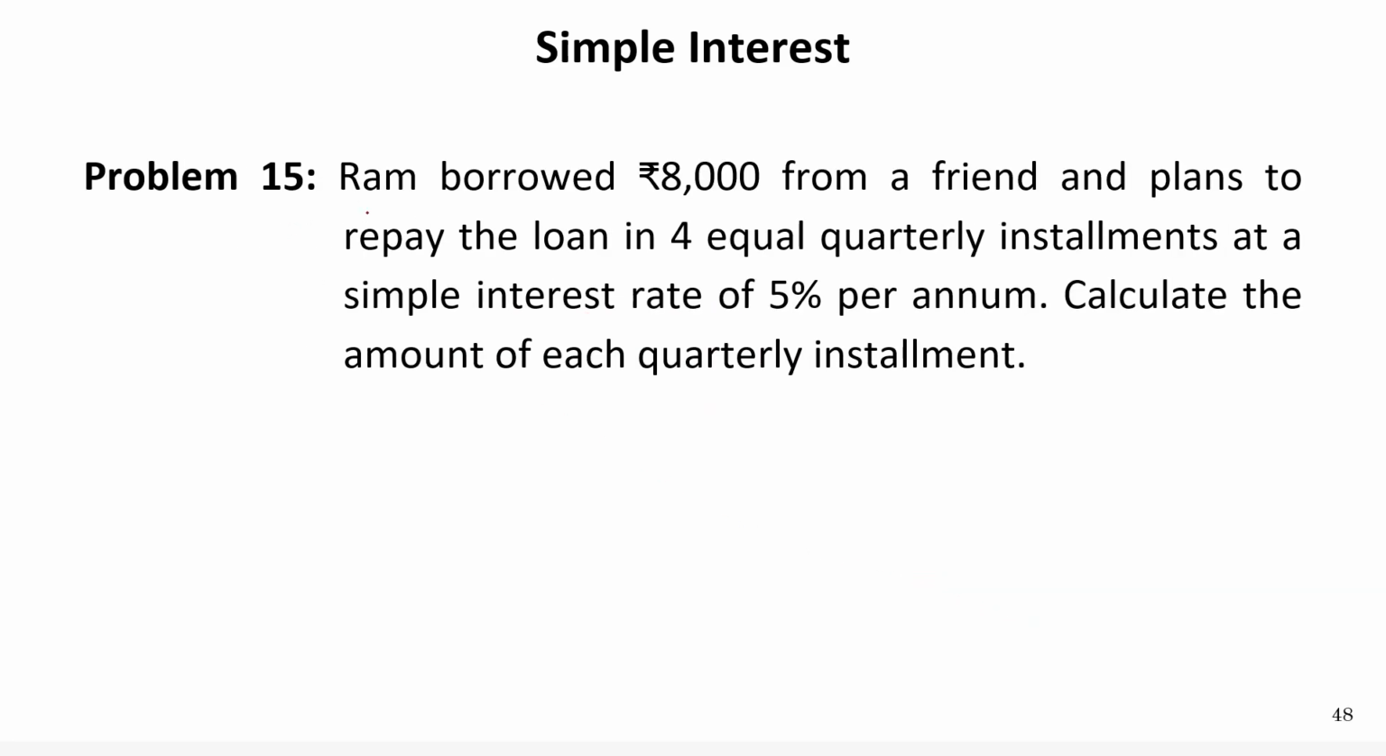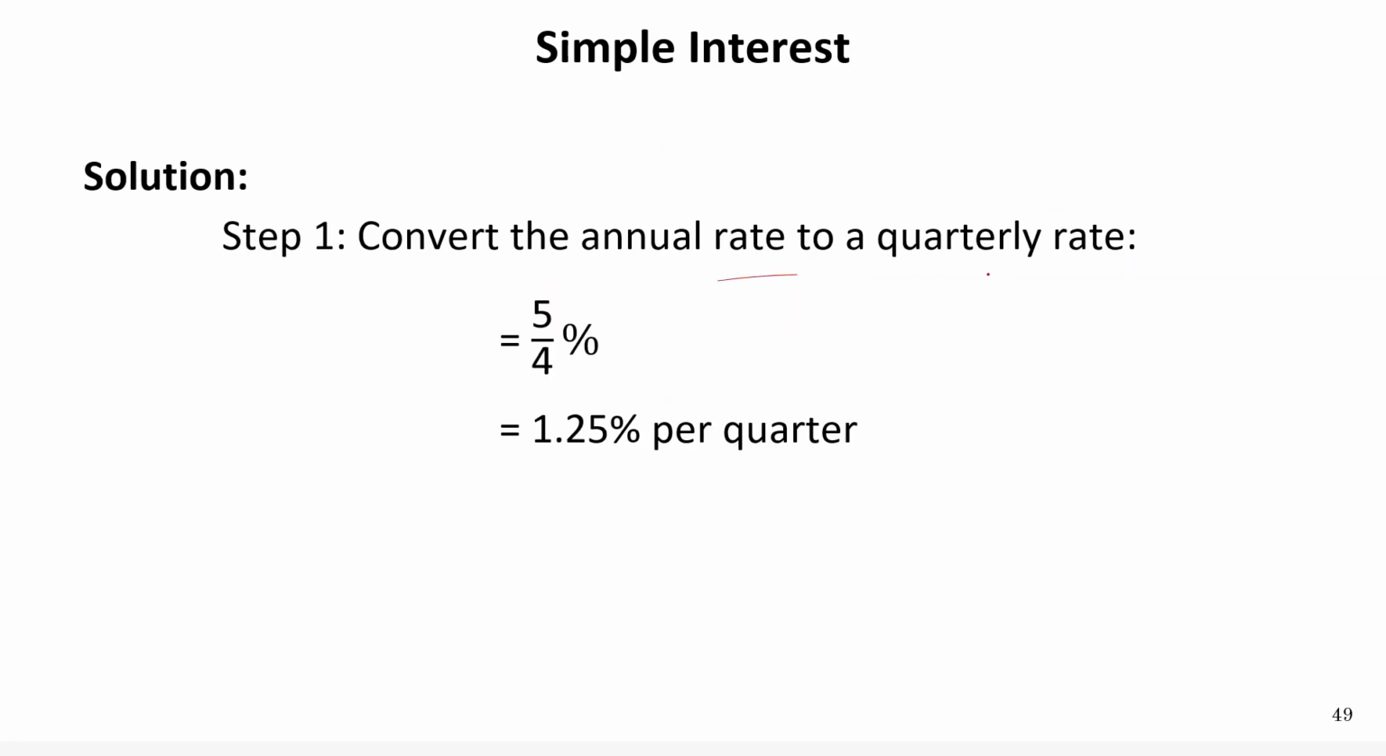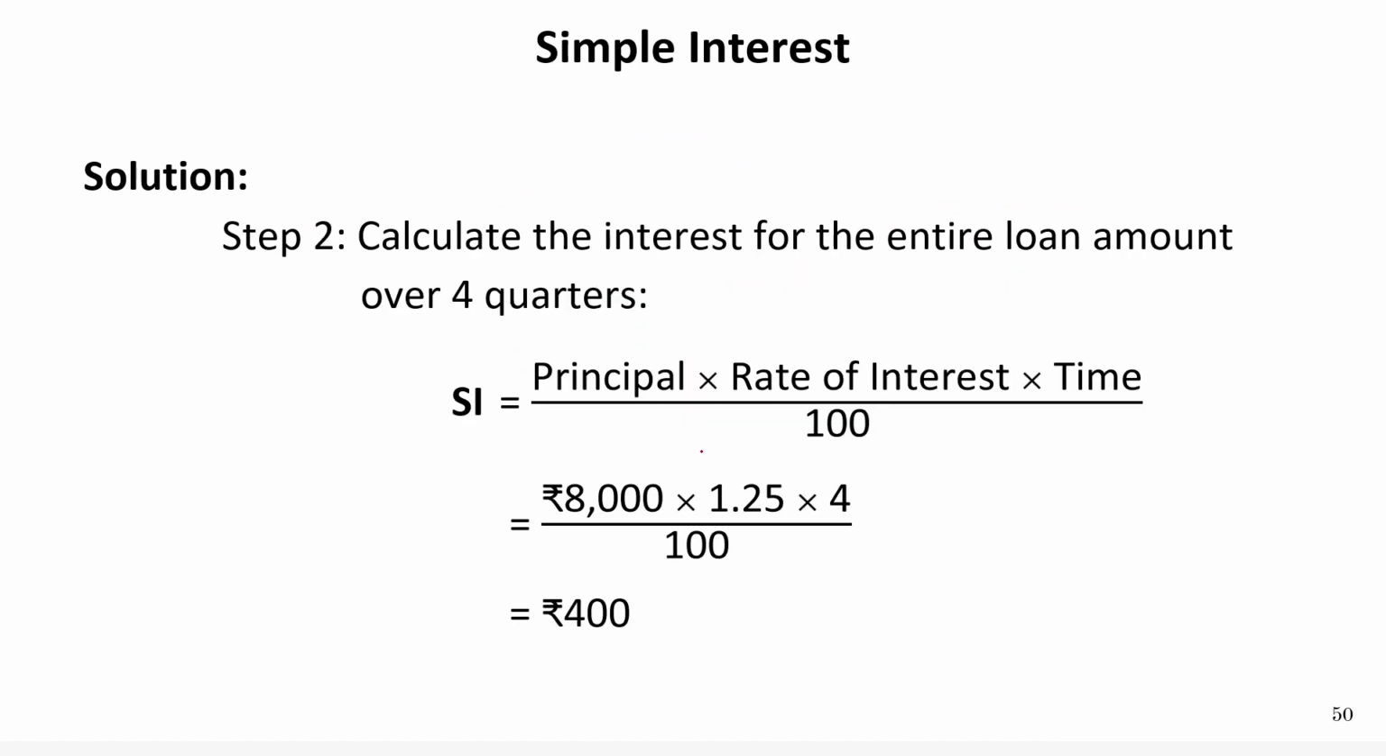Okay. So let's see problem number 15. So Ram borrowed 8,000 from a friend and plans to repay the loan in 4 equal quarterly installments. So here the installment is quarterly. Okay. So just remember this term. So installment at the simple interest rate of 5% per annum. Okay. So calculate the amount of each quarterly installment. So convert the annual rate to a quarterly rate. So 5 by 4% is equal to 1.25% per quarter, right?